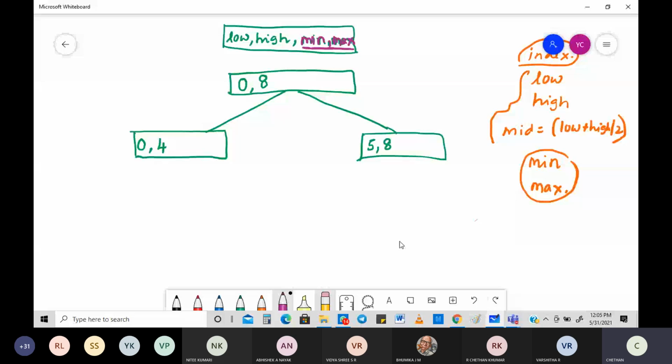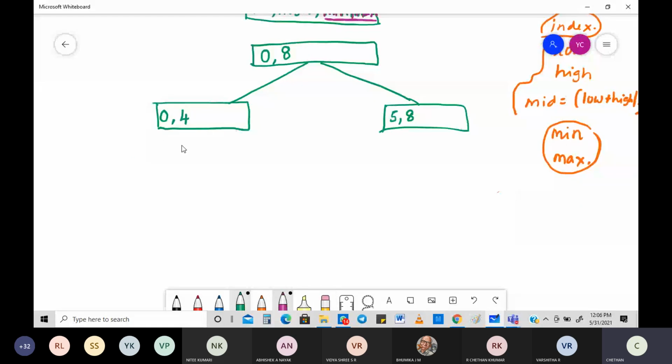Till where do you need to split? Till you have only two elements. Till there you have to keep on splitting. Now, how many elements are there from 0 to 4? 0, 1, 2, 3, 4. There are 5. Towards this side, how many elements? 5, 6, 7, 8. There are 4. 5 plus 4 is 9. Total 9 elements only we took.